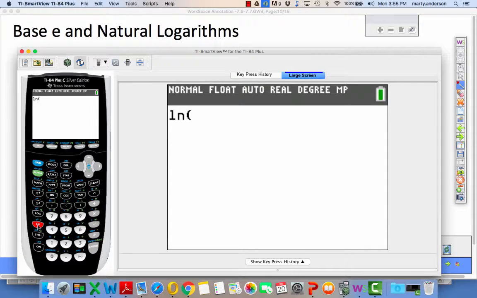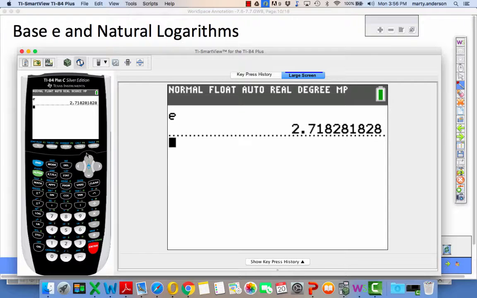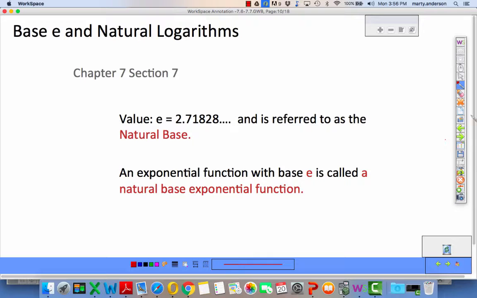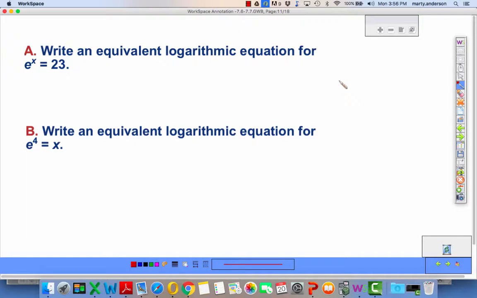So the ln is called the natural log, and it has a base of e. E is just a number. Where is the e? If you go second and the division sign, you will find the number e. It is 2.718281828, etc. So what you got to remember is e is a lot like pi. It is not a variable. It is a number. So when we take a look at a couple things here, all of the rules for these things will apply.